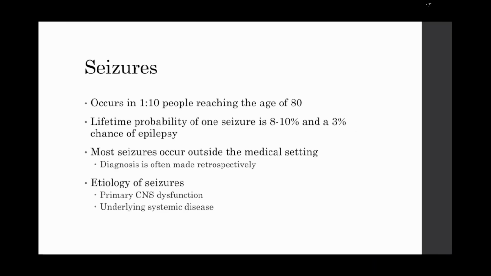1 in 10 people reaching the age of 80, lifetime probability of having one seizure is about 8 to 10%, 3% chance of epilepsy. Most times they occur outside the medical setting, so you're getting anecdotal evidence from your patient of what happened. Unless they're actually in the hospital seizing, then you'll see what's going on. Otherwise, it's like when you have palpitations, like, oh, I had palpitations 2 days ago, and you go see the cardiologist today. Well, you're going to be in normal rhythm. They're going to inspect you. Everything's going to be normal.